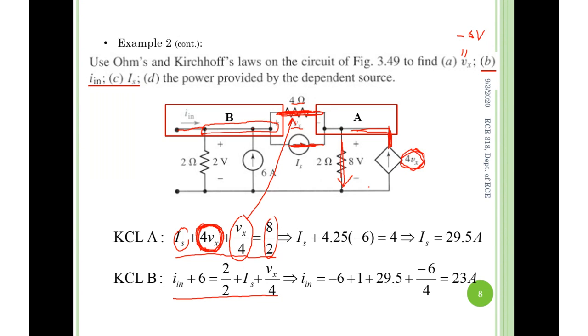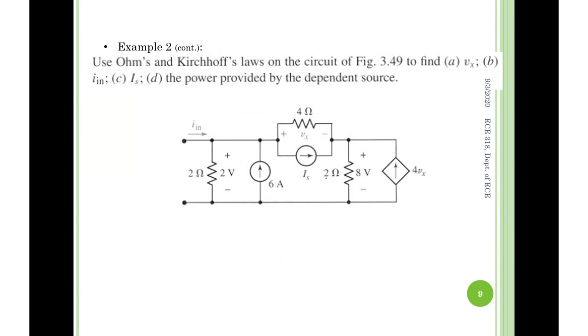Does it make sense now? Any other questions? All right, we can move on here. Next, we got Vx, In, and Is. The last one is the power. It's the power of this guy.